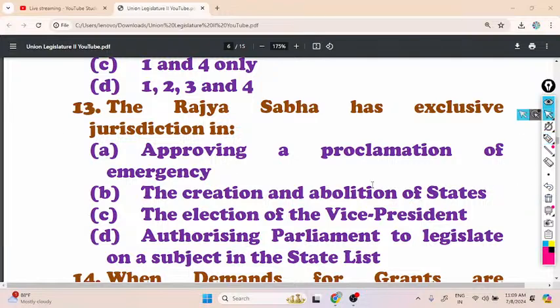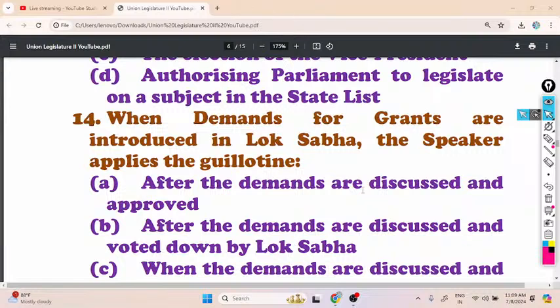Now question number 14. When demands for grants are introduced in the Lok Sabha, the Speaker applies the guillotine. Guillotine is a kind of motion which is introduced. You can say it is the last resort, the last option available to Parliament to pass the bills. Due to lack of time, Parliament is unable to pass all the bills with proper discussion and deliberation. In modern times, the heap of bills is increasing geometrically. Most of the bills are passed without discussion even.